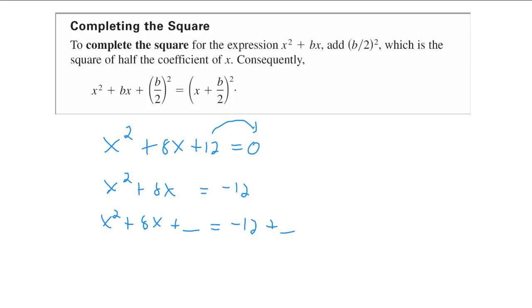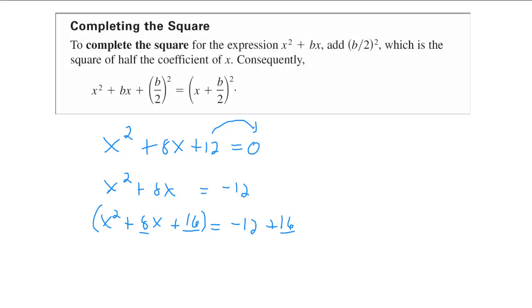Why am I going to add 16? I'm going to add 16. Okay, why? Because you always take half of the middle term. So half of 8 is 4, squared. So I'm going to add 16 here, and I'm going to add 16 here. Why did I do that? Because when I factor this, it makes this a perfect trinomial square.